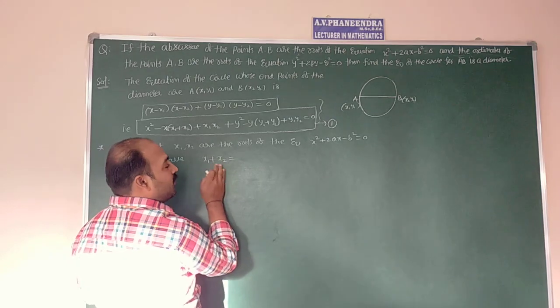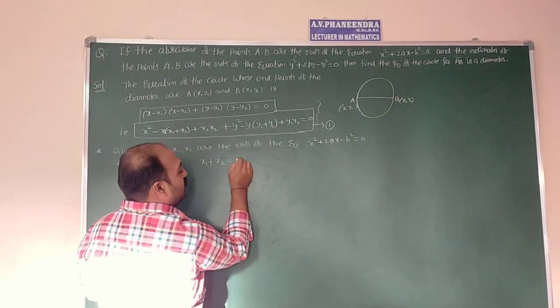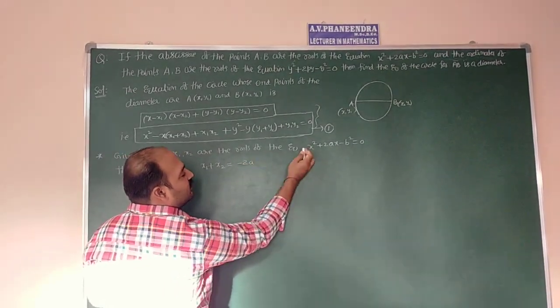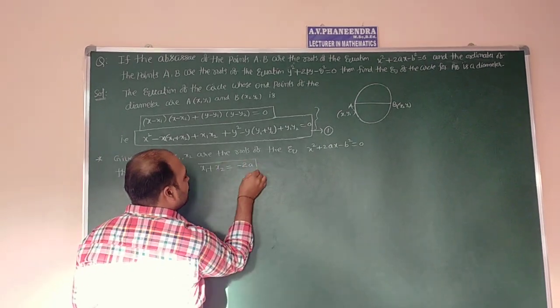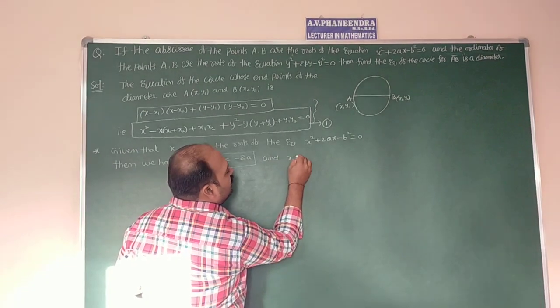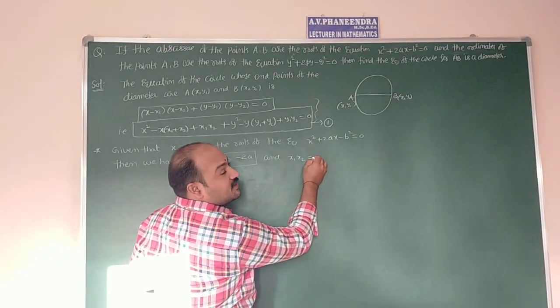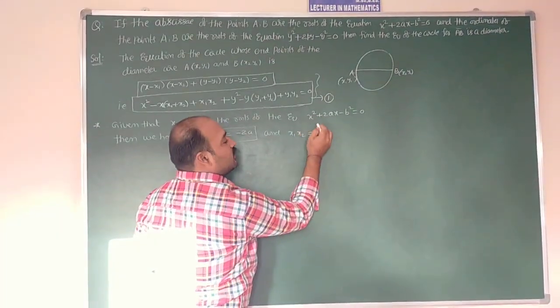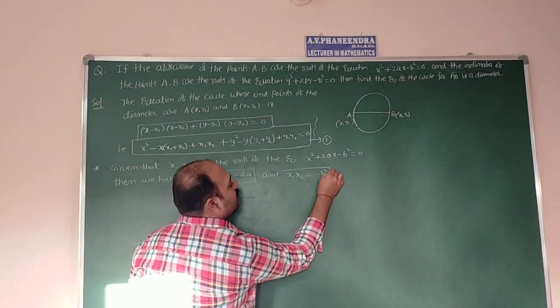So the sum of the roots, alpha plus beta, is minus b by a. So minus 2a divided by 1, no need to write. x1 plus x2 is minus 2a. And the product of the roots x1 x2 is equal to c by a. The c value is minus b squared, the a value is 1, so ultimately x1 x2 is minus b squared.